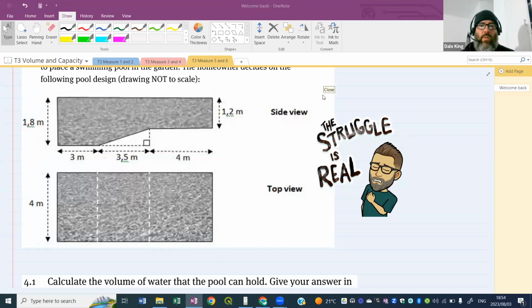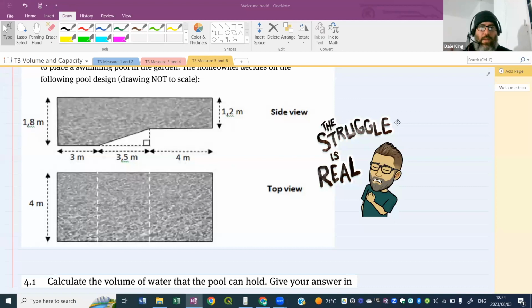10,5 times 1,8 times 1,2. 10,5 times 1,8. So that'll get you close. If it was a rectangular prism, it would be easy, just length times breadth times height, but it's not a rectangular prism.